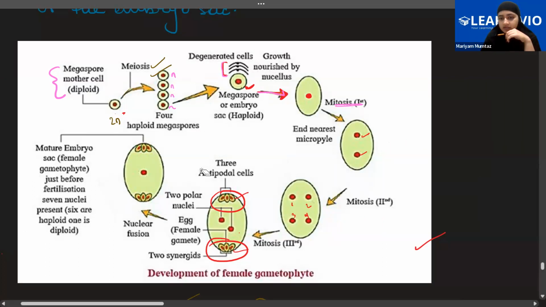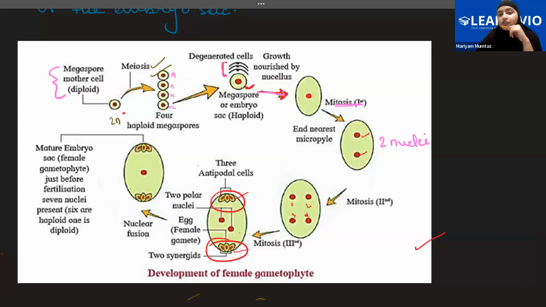Not 2 cells, 2 nuclei. Why have I written cell here? It is 2 nuclei, because a cell is not there. There is a difference between nuclei and a cell. When these 2 nuclei have been formed, they arrange themselves at opposite poles. In that one oval structure, 2 poles are there, upper and lower, so they arrange themselves accordingly.